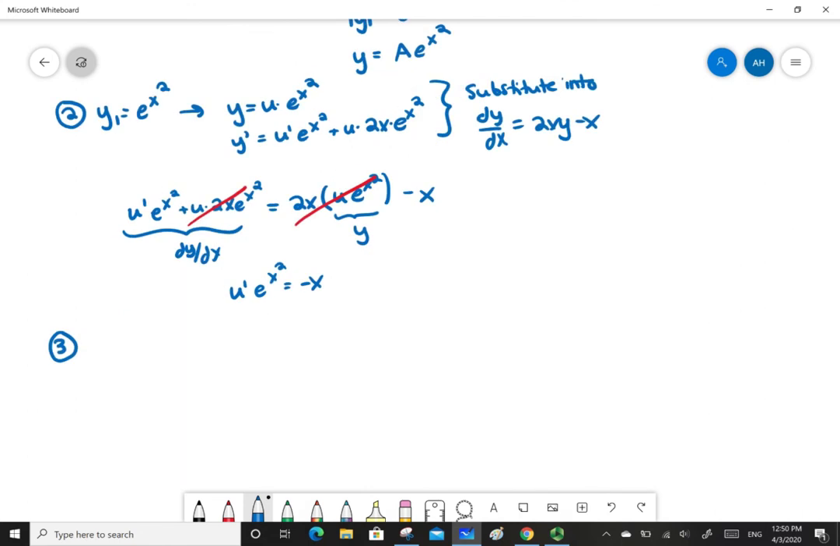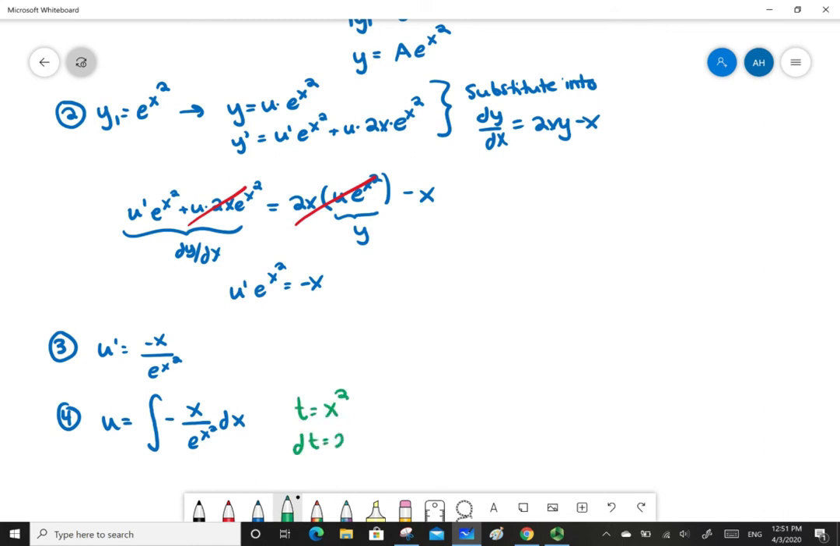To solve for u prime, divide both sides by e to the x squared, which can never be 0. Next, find u by integrating, which requires substitution. So u is going to be the antiderivative of negative x over e to the x squared dx. I'm going to let t equal x squared. So dt is 2x dx, which means that x dx is 1/2 dt.